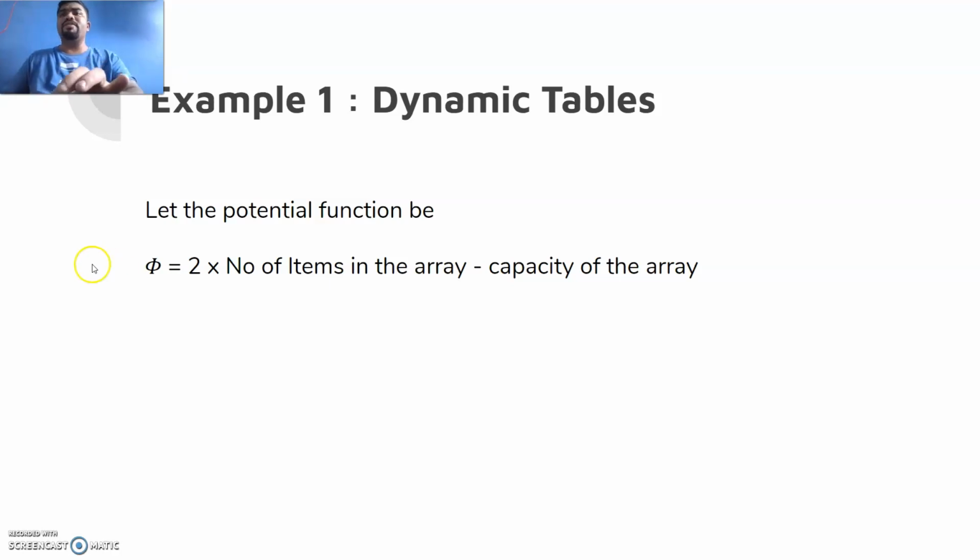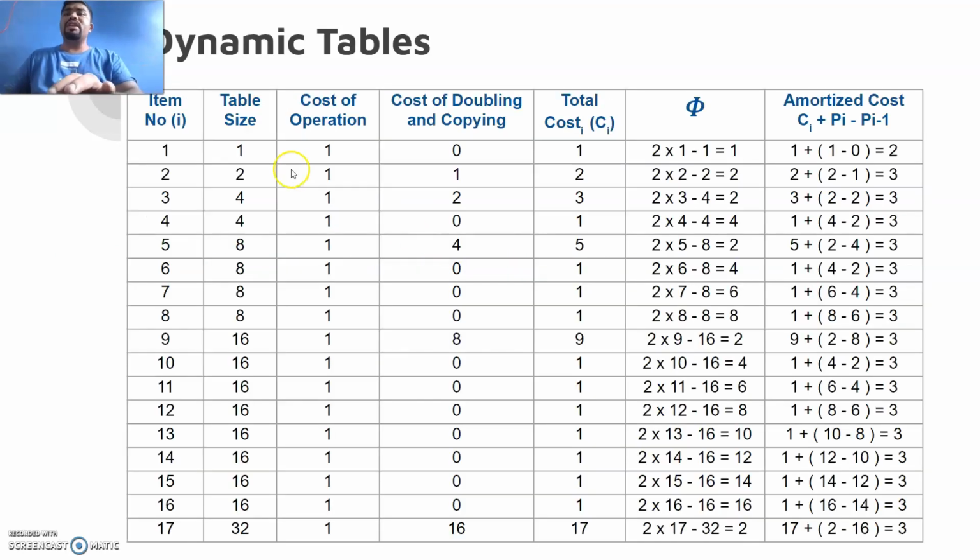So let this function be, for now, phi is equal to 2 into the number of items in the array minus the capacity of the array. So this function is going to help us with the extra energy. Now, let's get started. In the previous video also you might have seen this particular table, and we see that as item 1 comes, how do the dynamic tables behave?